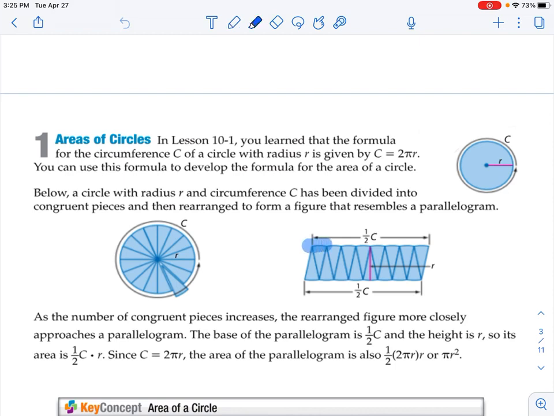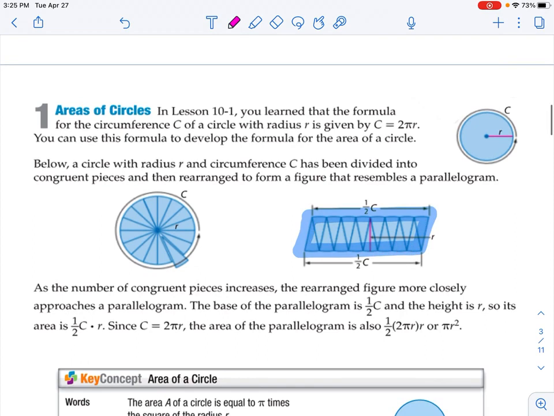So this shape looks very similar to a parallelogram. The only big difference is that these are curved versus just flat bottoms to the triangles, okay? So as the number of congruent pieces increases, the rearranged figure more closely approaches a parallelogram. So the smaller you make these pieces, the closer to a parallelogram this shape becomes.